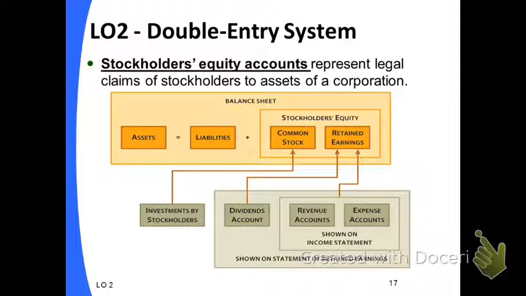But your stockholders' equity is made up of two components, the common stock and the retained earnings. You can see that the common stock is your investments by stockholders, and the factors that affect your retained earnings are your dividends, your revenues, and your expenses. The revenues and expenses are shown on the income statement, whereas the dividends are not an ordinary expense of the business, and therefore they are shown only as a reduction to the retained earnings balance of the company.